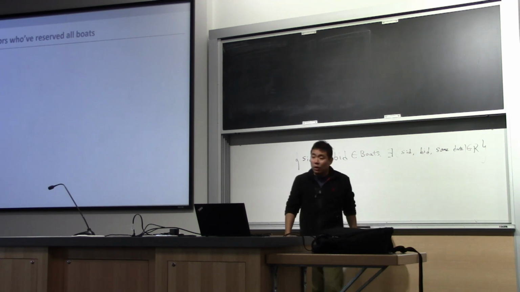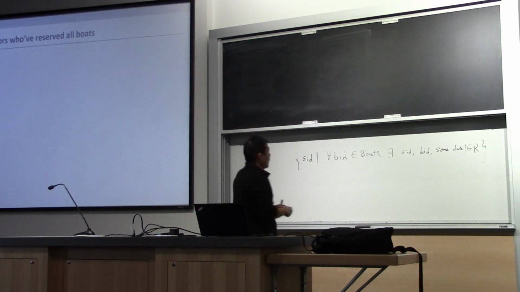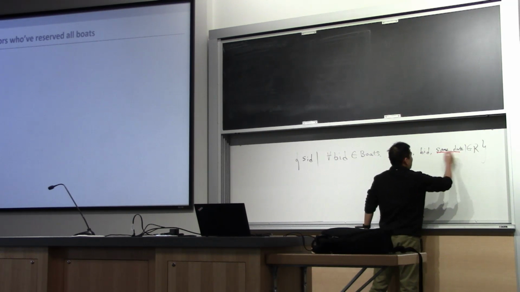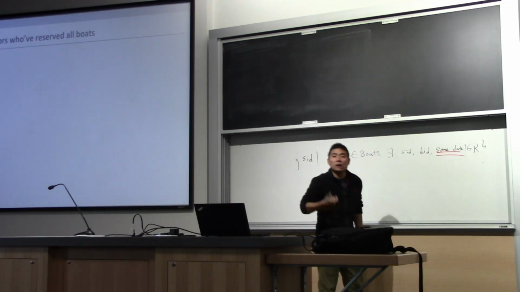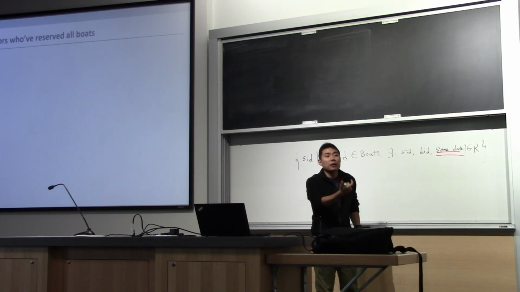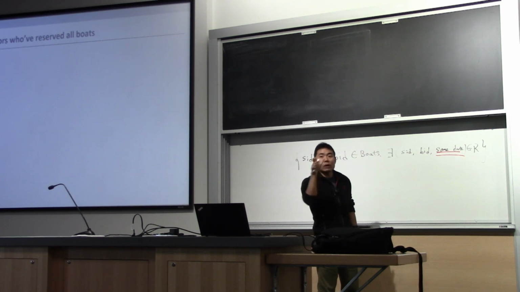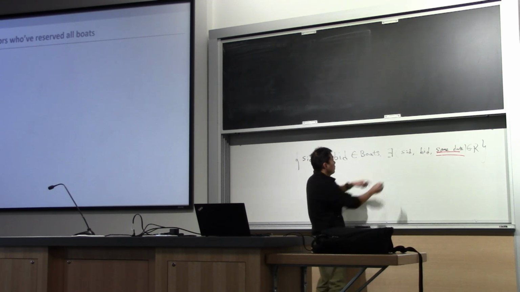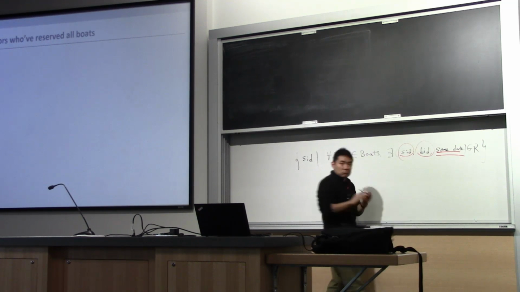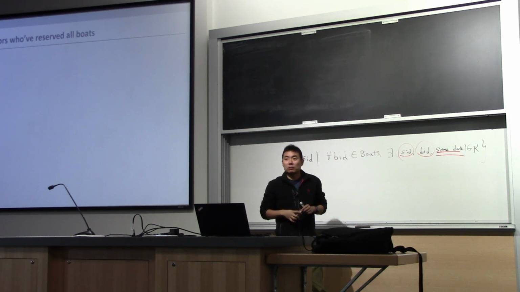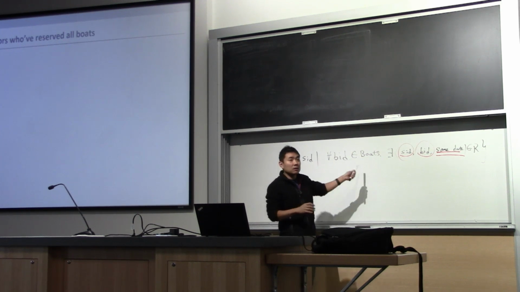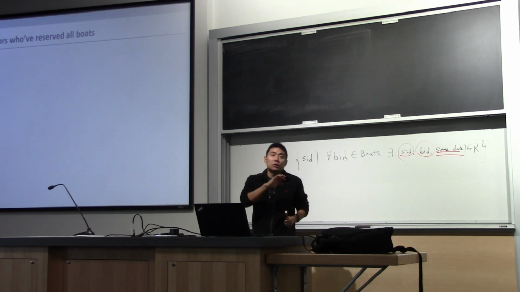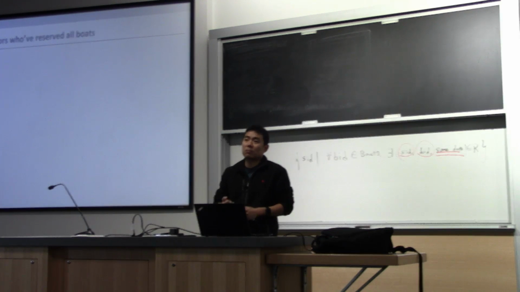Really important to note that I'm using some date. I'm not using a particular date. I don't care which date you have reserved that boat. As long as there's one reservation record showing you have reserved this boat, I'm okay. You follow this argument? So that's essentially what we want to do. How do we translate this to relational algebra?